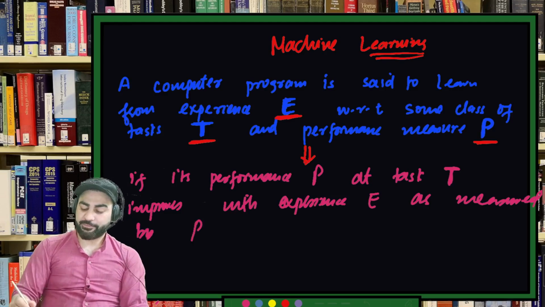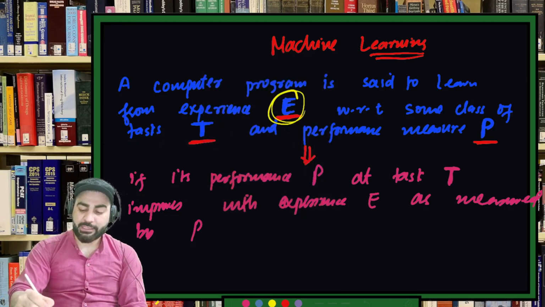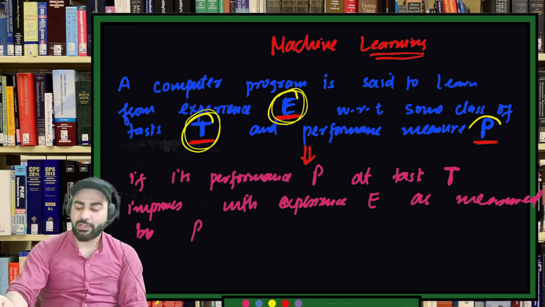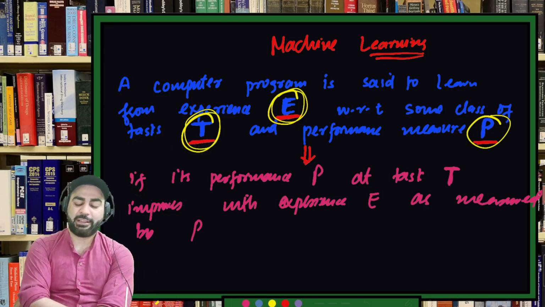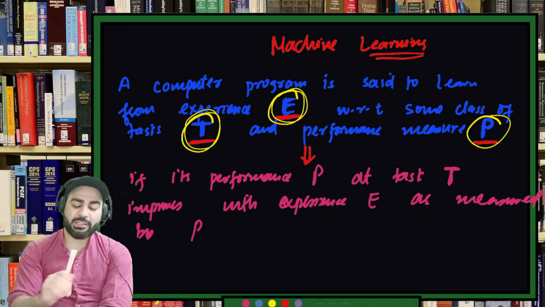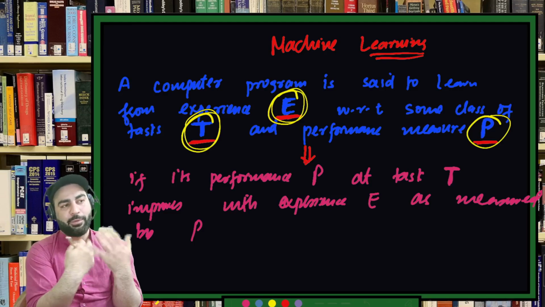So these are things. Again, I'll tell you there are three important terms. One is experience, one is task, and one is performance. What is performance? We'll come to that separately. We'll take everything one by one. What is experience? What is task? The first thing is there is something that you want to perform, and you're performing that task.